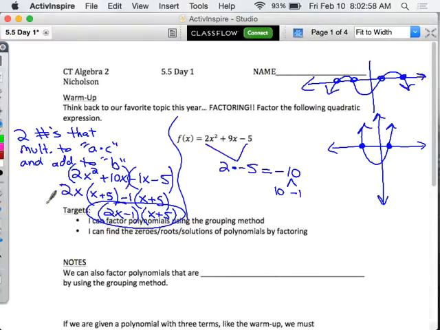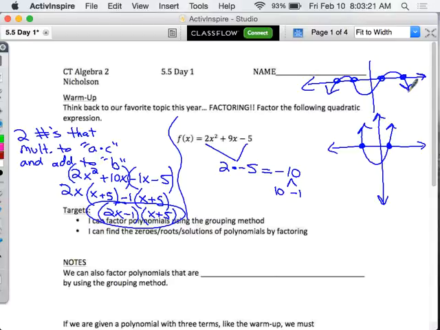Okay, so now we are going to move on and we're going to factor larger things. We're not just going to factor quadratics. Remember, a quadratic means it's degree 2. That means that it's U-shaped. We're not only going to factor quadratics. Now we're going to learn how to factor larger polynomials, something that might look like this.